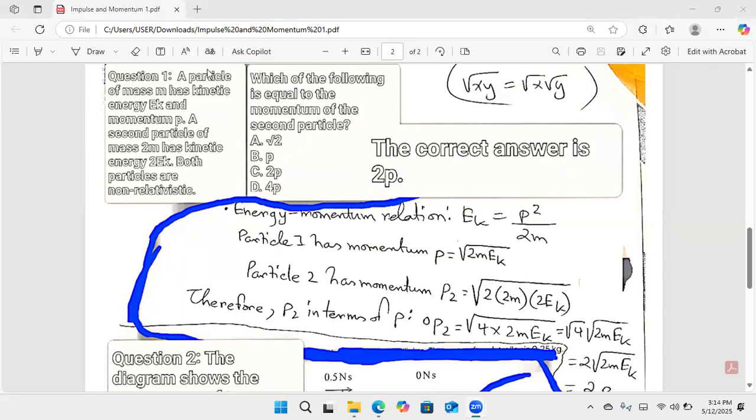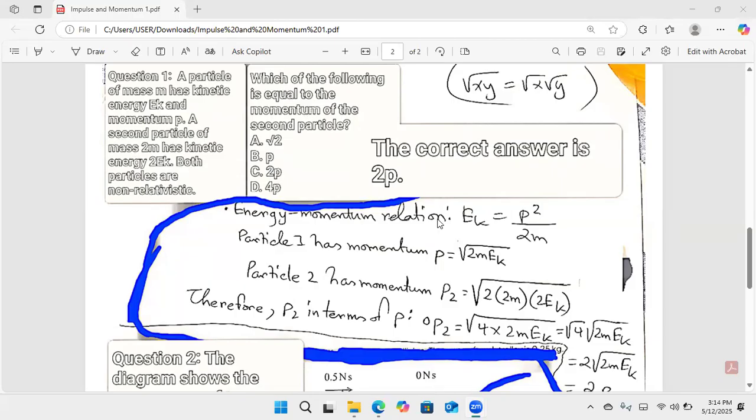In question 1, a particle of mass m has kinetic energy Ek and momentum p. A second particle of mass 2m has kinetic energy 2 Ek. Both particles are non-relativistic. Which of the following is equal to the momentum of the second particle?